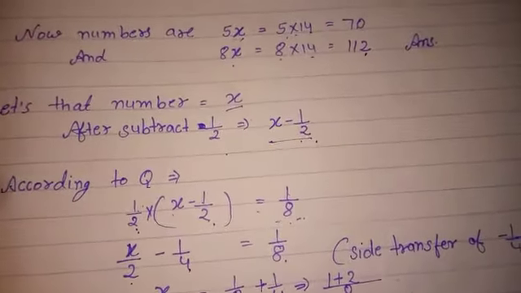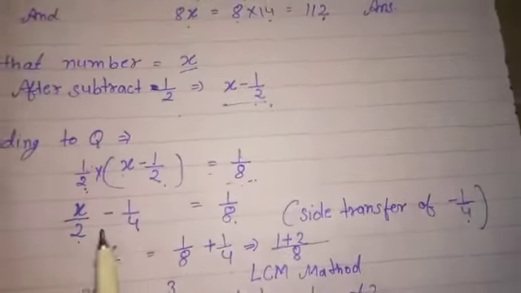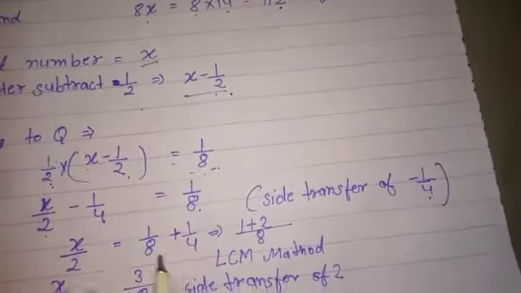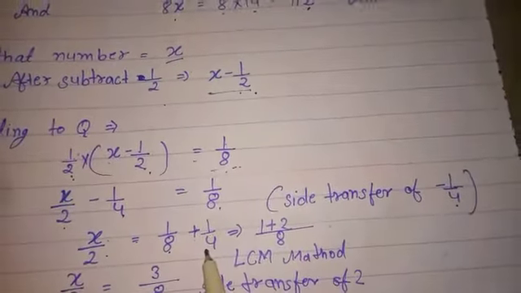So firstly I side transfer here the 1 upon 4, minus 1 upon 4, so this will go in plus. So x upon 2 is equal to 1 upon 8 plus 1 upon 4.